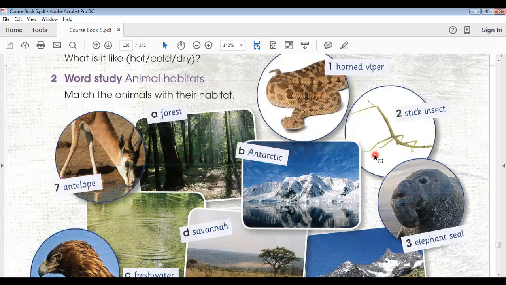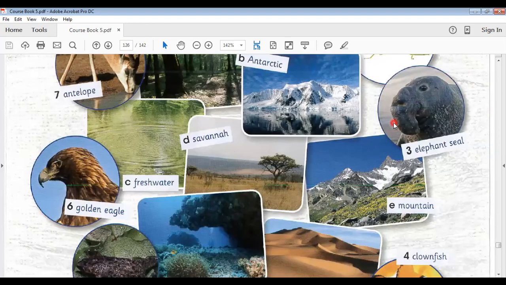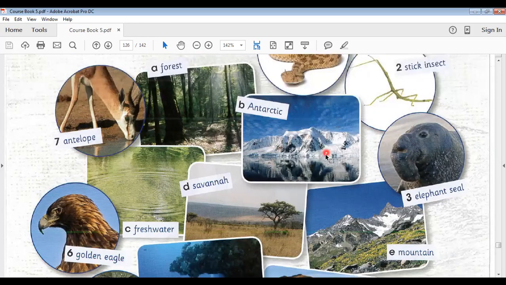3. The elephant seal is an aquatic mammal that lives in the Antarctic. It is extremely cold, but the elephant seal has a lot of fat on its body to help to keep it warm. It spends most of its time hunting fish, octopus, and squid under the water.